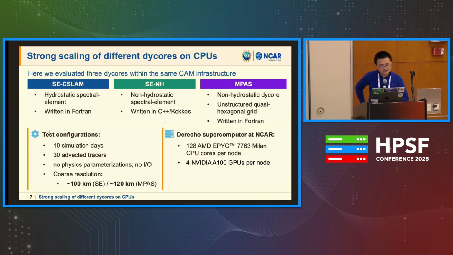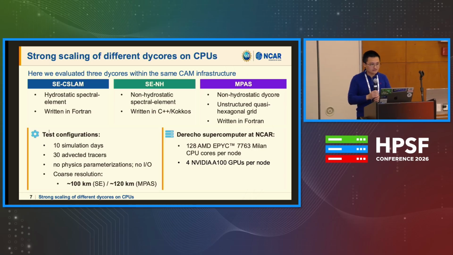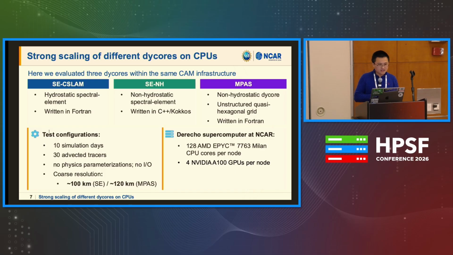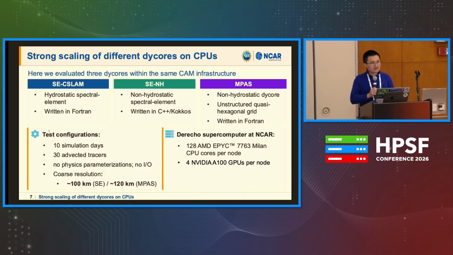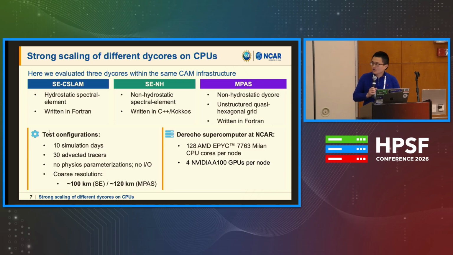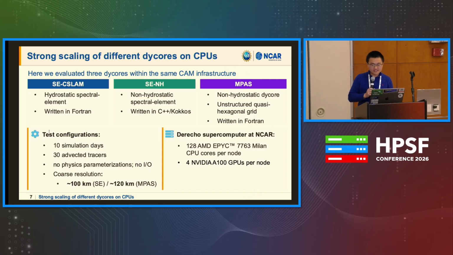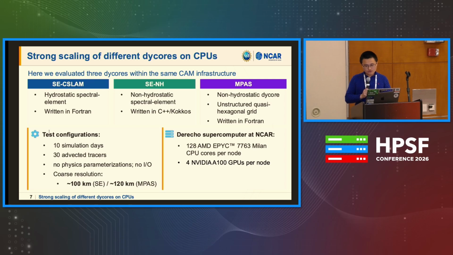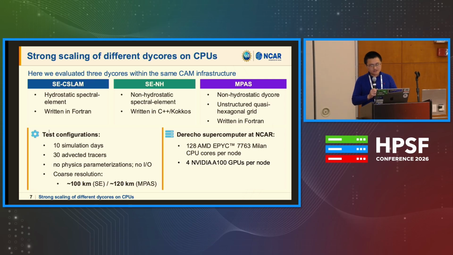So let's look at some performance setup first. First of all, I will show you some strong scaling results of different dycores on CPUs. We talk about the SE CESM, we talk about the SE/NH, and interestingly, at the same time, there is an independent effort going on which brings another non-hydrostatic dycore into CAM. It's called MPAS. It's a different unstructured grid dycore, and it's also written in Fortran. So I will just show you the results for 3 dycores.